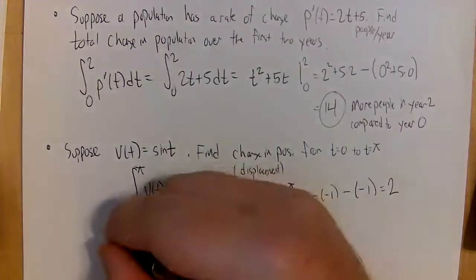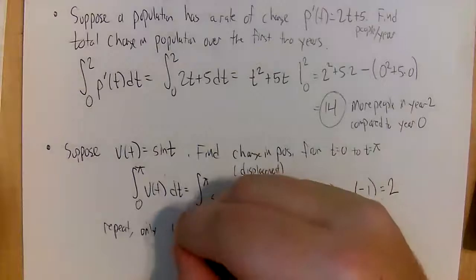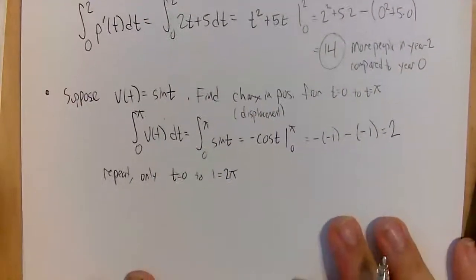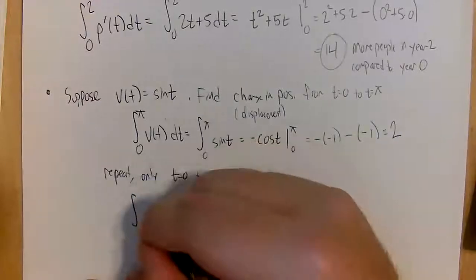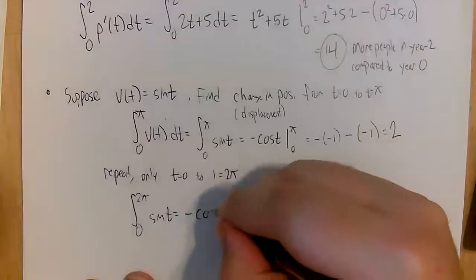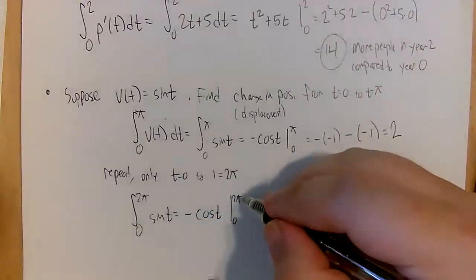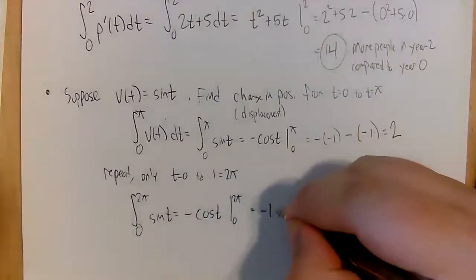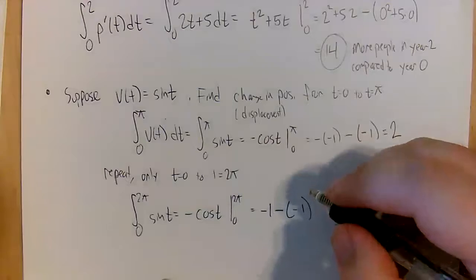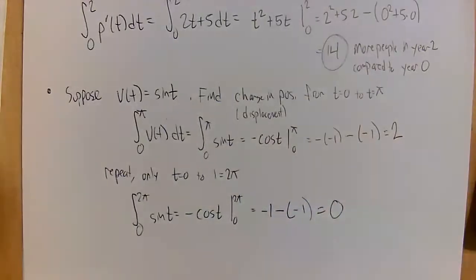Okay, now let's repeat this question, only we're going to go from t equals 0 to t equals 2 pi. Let's see what the change in position is then. So 0 to 2 pi of sine of t, you'll end up getting negative cosine of t from 0 to 2 pi. And then I plug 2 pi into here, and I have negative 1. Then I subtract, I plug 0 into here, I also get negative 1. But negative 1 minus negative 1 will actually end up being 0.